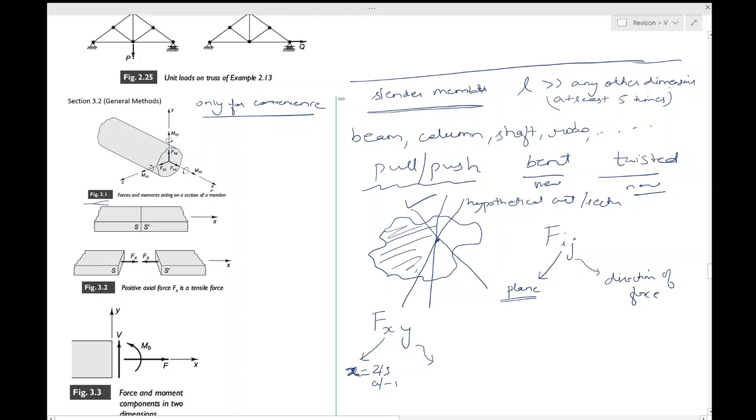Okay, so it acts on the x plane in the y direction. Similarly, fxx acts on the x plane in the x direction, and similarly fxz acts on the x plane in the z direction over here. And similarly you can have many other combinations.